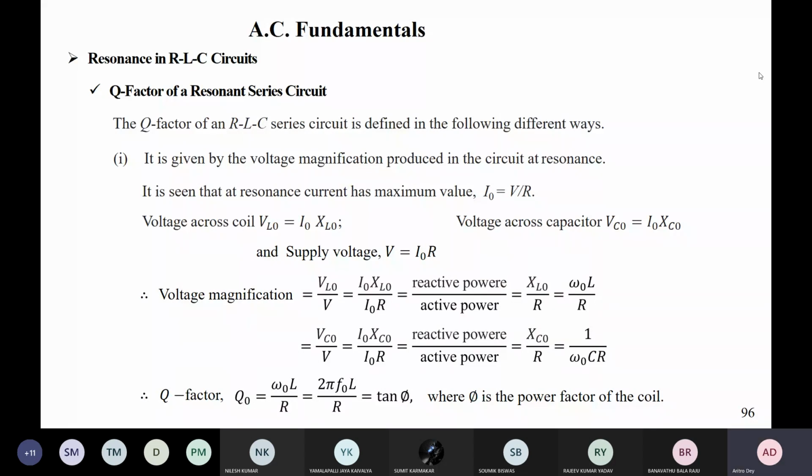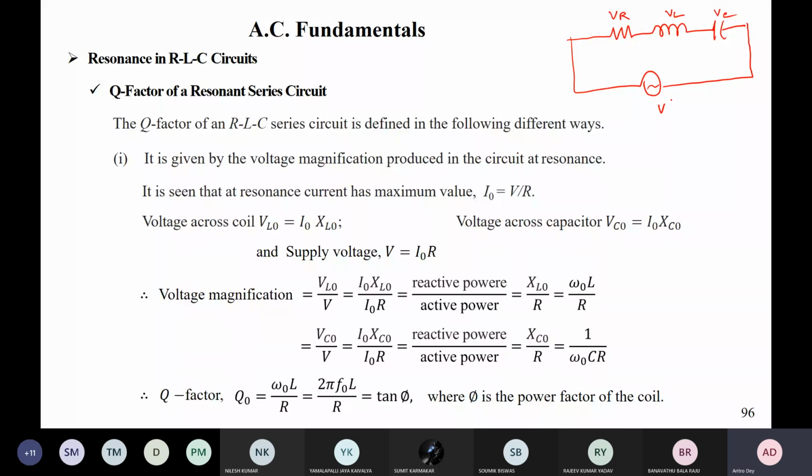Anyway, so we have a series RLC circuit, and for that we want to define the quality factor, which is the voltage magnification part. So how is it defined? It is the ratio between the drop across the capacitor or the inductor and the total voltage, I mean what you are applying here. So this is your series RLC circuit. This is VR, this is VL, this is VC, and this is your supply voltage V.